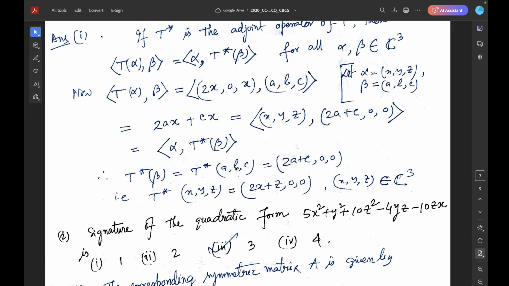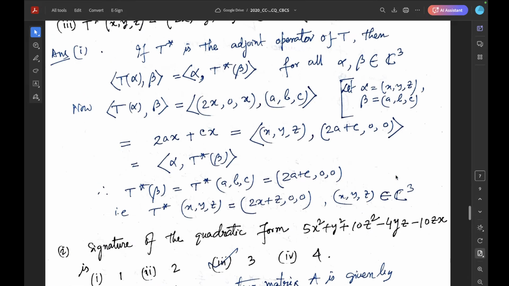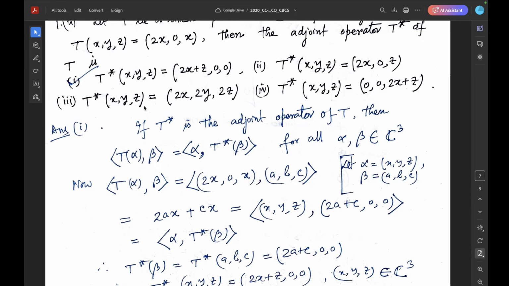Hence, T star beta equals T star of (a, b, c). This equals (2a plus c, 0, 0). Hence, T star of (x, y, z) equals the vector (2x plus z, 0, 0), where (x, y, z) belongs to C3. So the correct option is 1.